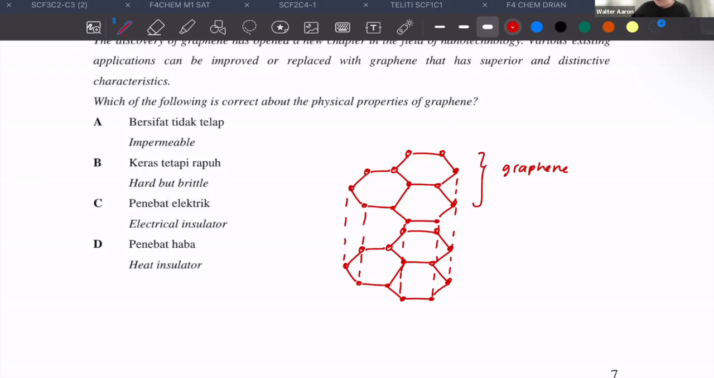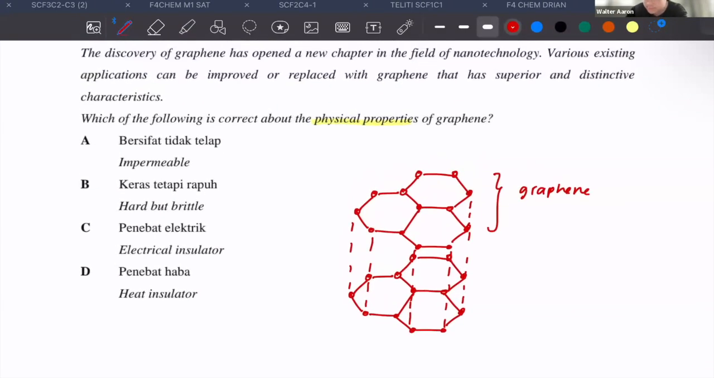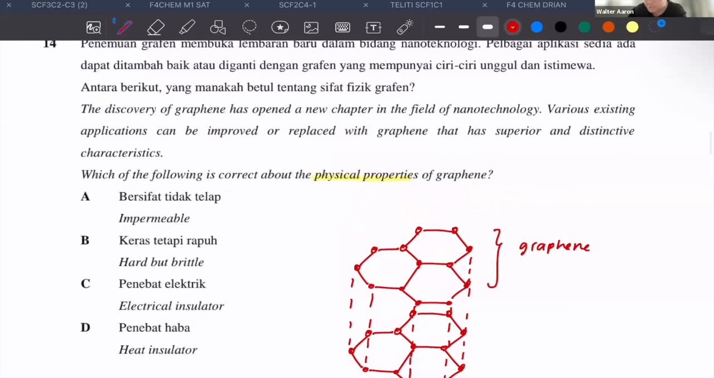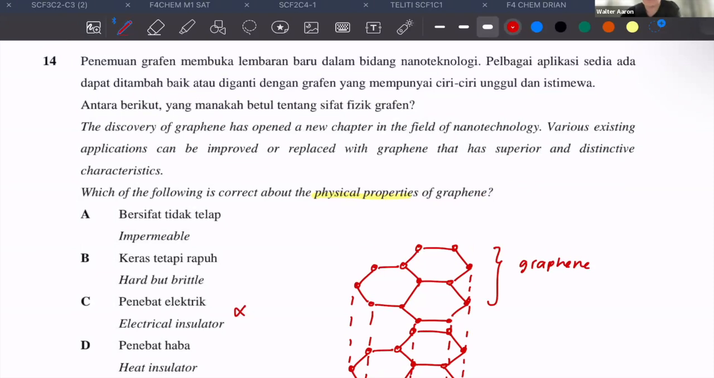Which of the following is correct about the physical properties of graphene? Is it impermeable? Is it hard but brittle? Is it an electrical insulator? Is it a heat insulator? Now you can see here, it is not an electrical insulator because graphite is something that can conduct electricity. Look at the carbon, you can see that the carbon itself is bonded to another 3 carbon atoms. So we know that there will be delocalized electrons throughout the whole structure. So it can conduct electricity. So definitely not C.